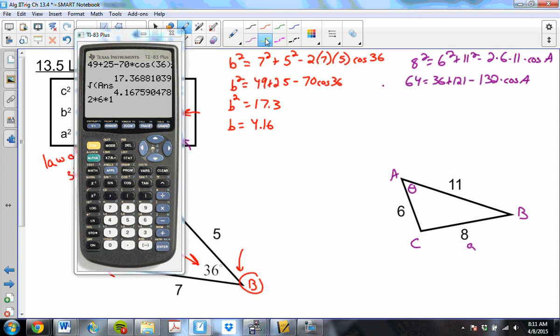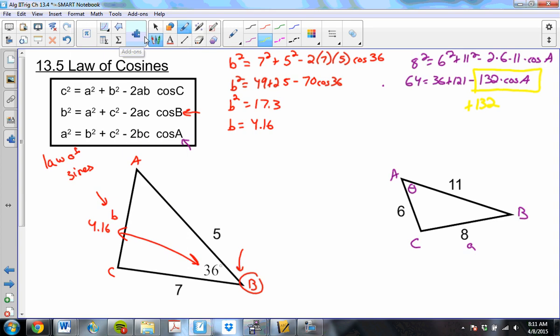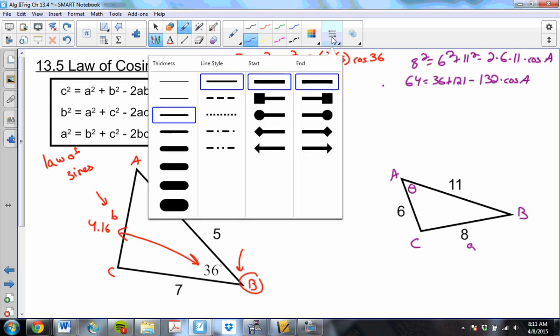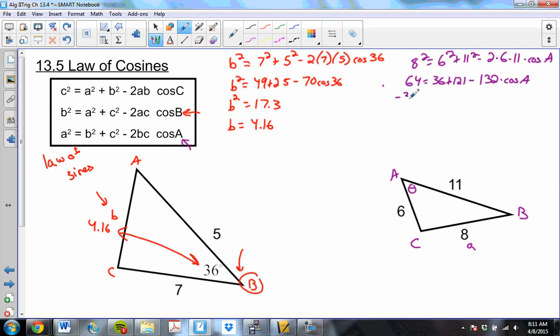Now, the common mistake is you forget that these are being multiplied. So you cannot try to add that 132 to both sides. Do not try that. It's not going to work because they're being multiplied. You have to solve this with your plain old algebra you've learned before. So first I'll subtract the 36 and I'll subtract the 121.